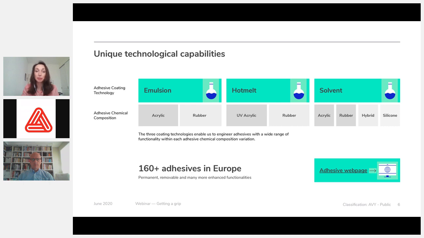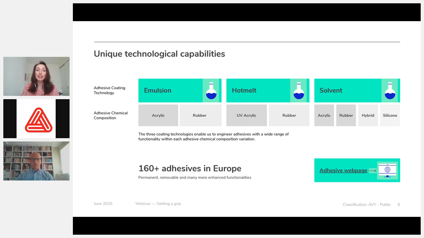Silicone is another example of a solvent adhesive. And this is really the adhesive where we saw a need for development when we faced a very challenging surface, being silicone. In the end, only silicone can stick to silicone, and that is the reason why this adhesive was born.